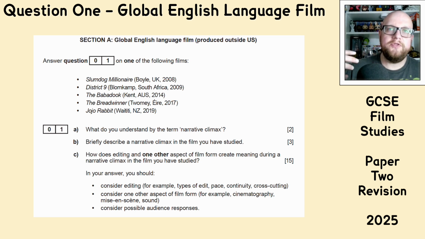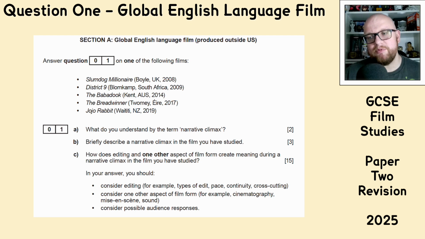Now, the narrative climax question was more to do with students being able to say, or understand, where the climax of their narrative was, or what they knew about a specific narrative climax in their film. So if I'm thinking about, for example, Jojo Rabbit, my students and I spoke about the narrative climax being when he finds Rosie hung in the town square.